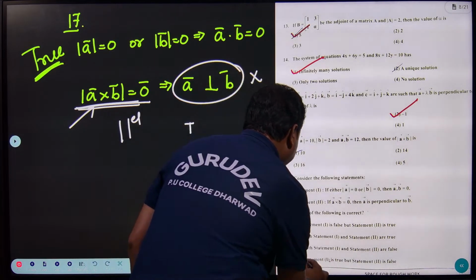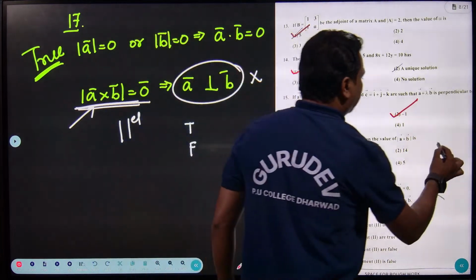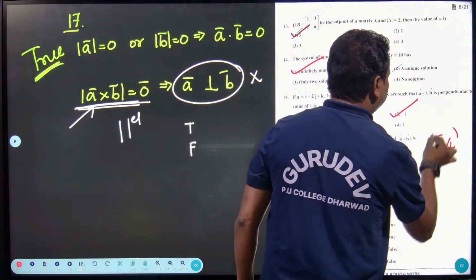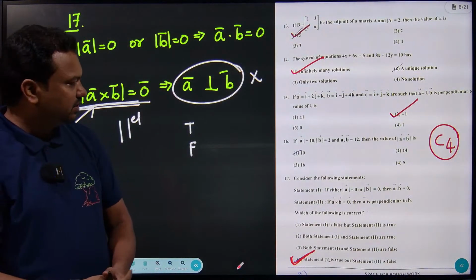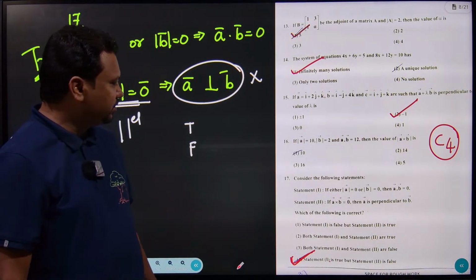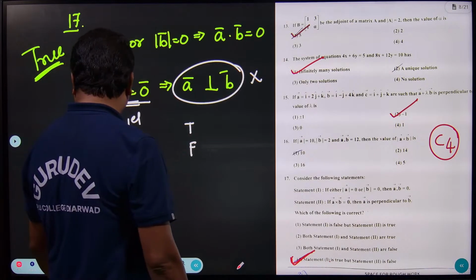I will go with option D as the right answer. I am talking about version code C4. Statement 1 is true, but statement 2 is false. Done. Let's go for the next question.